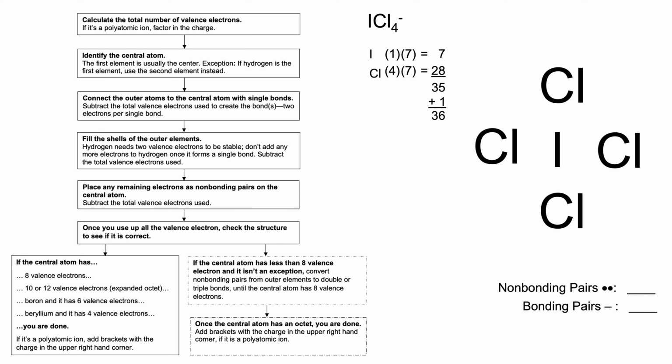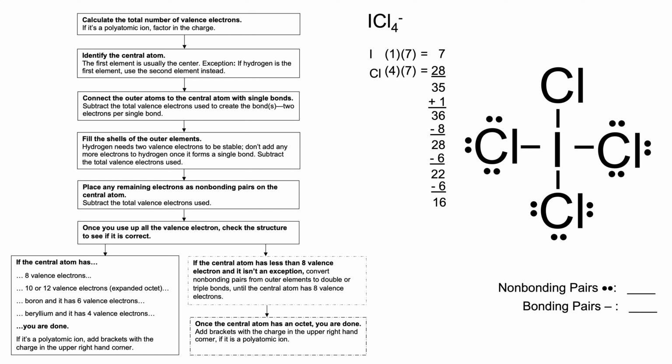Iodine is placed as the central atom. The 4 chlorines are placed around it. Each chlorine is connected to iodine using a single bond. That uses up 8 electrons total, leaving me with 28. I'm now going to go through and fill the shells of the outer elements. As I'm doing that, I'm subtracting from the inventory.